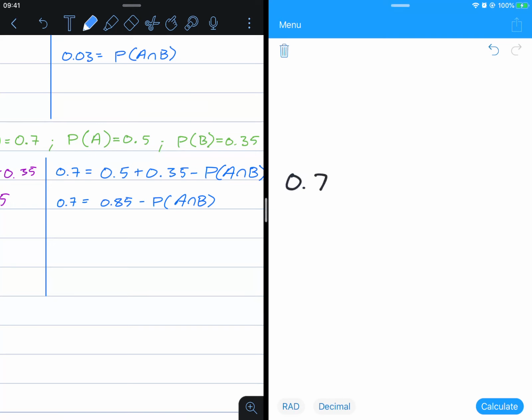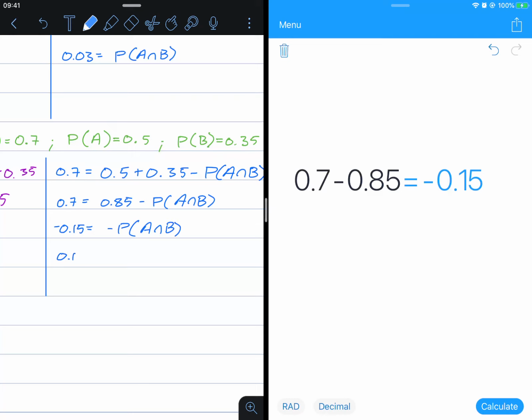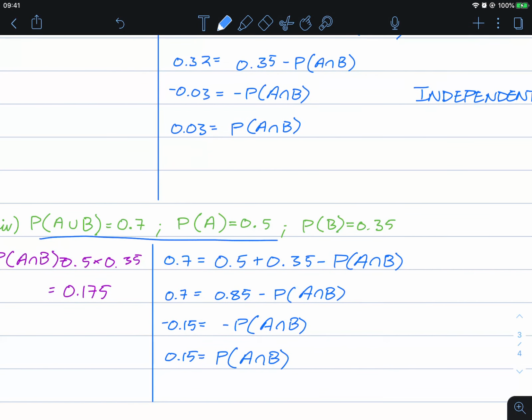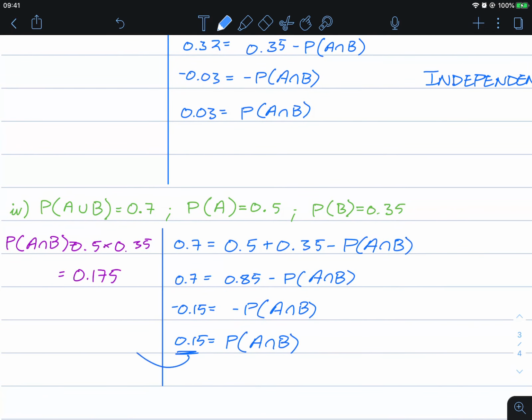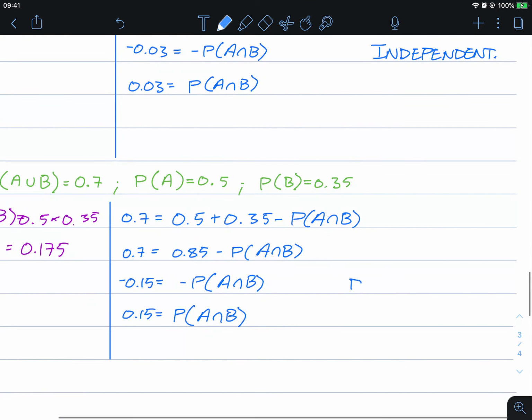Subtracting from both sides, 0.85, so 0.7 minus 0.85, that's negative 0.15 equals negative the probability of A intersect B. As we've seen before, just multiply by -1. That leaves us with this expression. So in this particular situation, these conditions have given us this result. This does not match what we are looking for. Therefore, A and B are dependent.